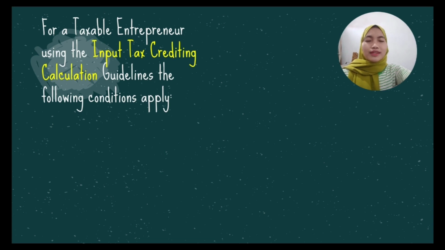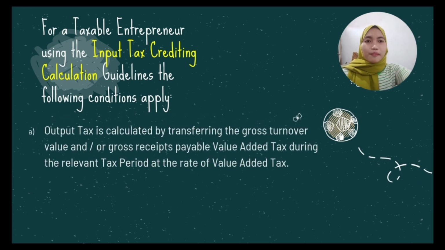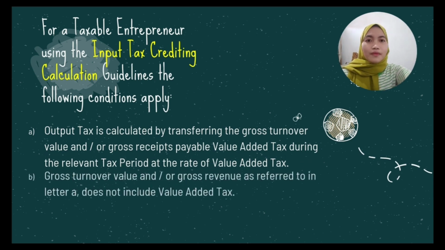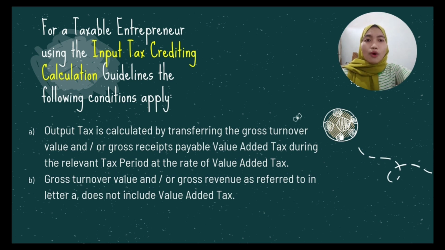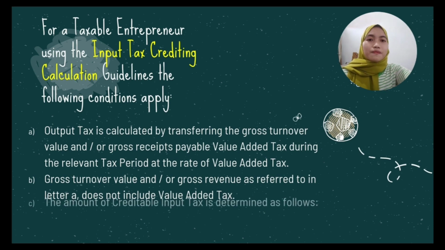For a taxable entrepreneur using the input tax crediting calculation guidelines, the following conditions apply. Output tax is calculated by transferring the gross turnover value and or gross received payable value-added tax during the relevant tax period at the rate of value-added tax. Gross turnover value and or gross revenue as referred to in letter A doesn't include value-added tax.